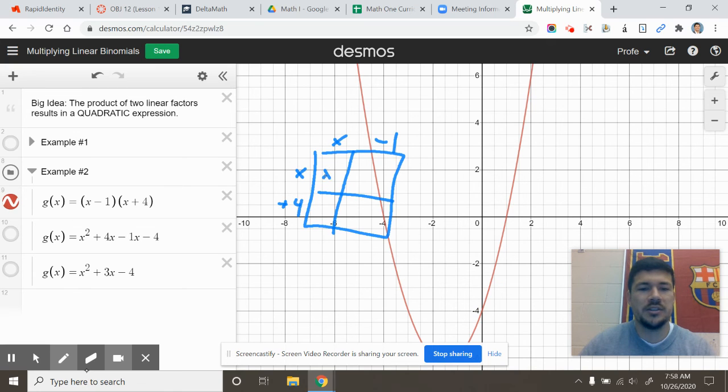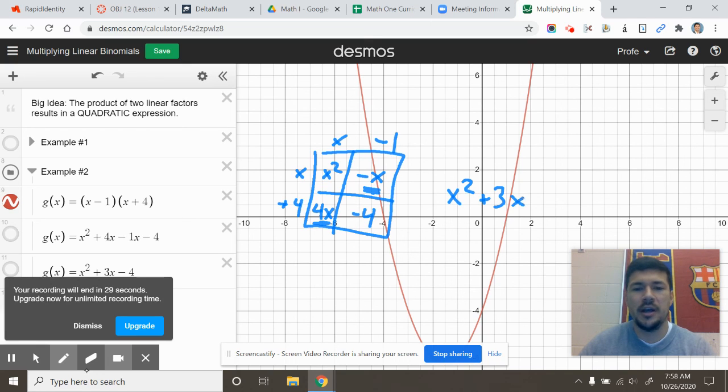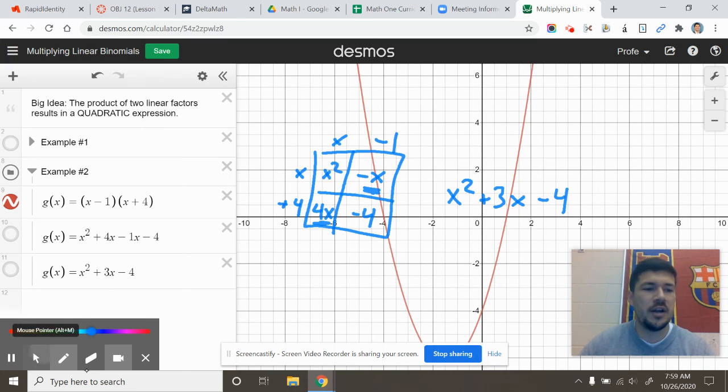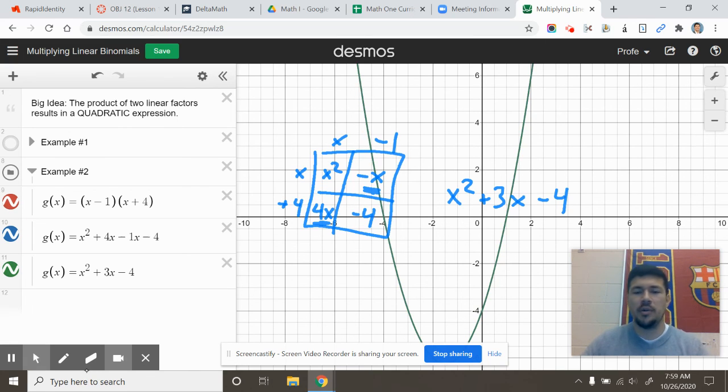x times x, x squared. x times negative 1, negative 1x, or just negative x. And 4 times x, 4x. 4 times negative 1, negative 4. Final result: x squared, and like terms 4x and negative x. So 4x minus x is 3x. x squared plus 3x minus 4. You can see that I can see every step of the way right here, that is the correct function, x squared plus 3x minus 4. I now have my a value of 1, my b value of 3, and my c value of negative 4. That's multiplication.